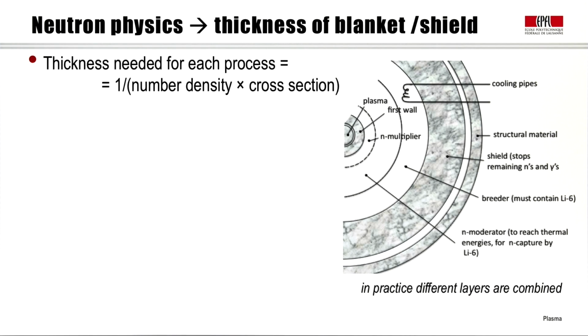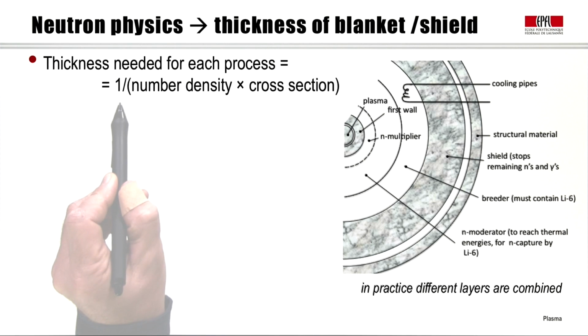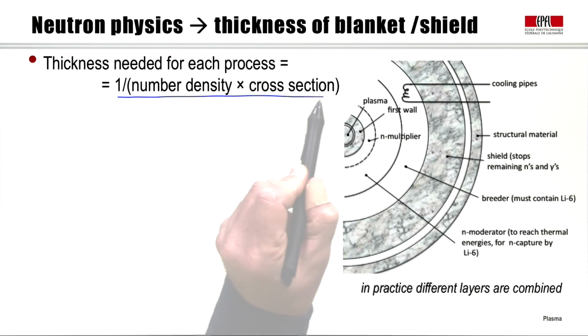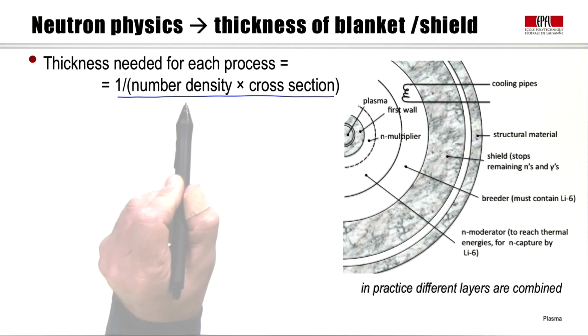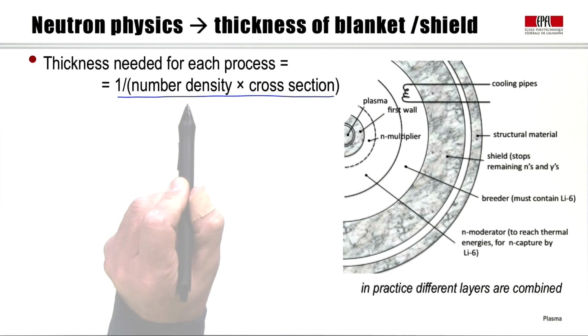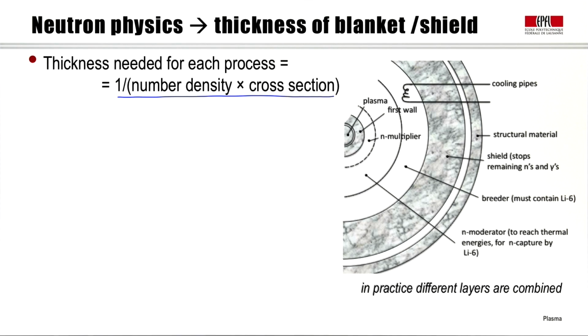So the thickness that's needed for each process, as in fact in all collisional processes, can be evaluated by 1 over the number density of the targets that provide that process times the cross section that represents the probability of occurrence of that process.